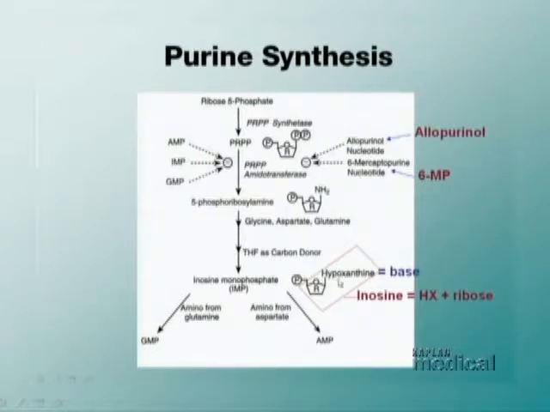Later on, we're going to see that hypoxanthine is a base. Okay, it's a base. Inosine is actually hypoxanthine that's linked to a ribose sugar. So inosine is hypoxanthine that's linked to a ribose sugar on the way to building a nucleotide.